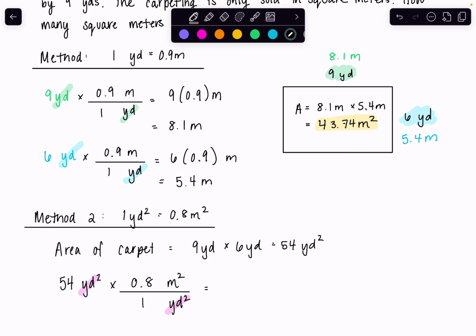So if we go ahead and multiply these two, my unit remaining is meters squared, not yards squared. This would give me about 43.2 meters squared. You do get a slightly different number because of the rounding that ends up happening. It's not exactly 1 yard squared is 0.8 meters squared. It's just an approximation, so it's slightly off. Again, it's just dependent upon the information that's given to you.